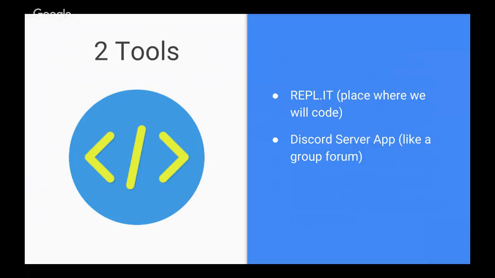So we're going to be using two different tools for this 2-hour session. First is this website called Replit. We're going to use that very quickly, very soon. This is the place where we will code. The second tool that we're going to use is a Discord server app. It's like a group forum for those who don't know what it is. I'm going to show you how that works as well.